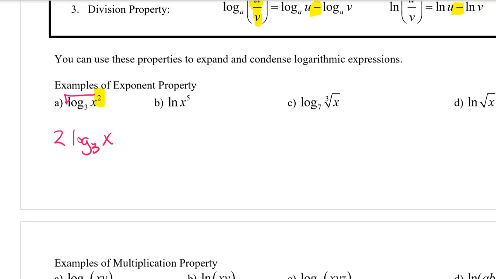For b, same thing. We're going to take the exponent of 5 and move that out in front. Now here we have natural log, so ln, and then just x. And that's it. Now a little tricky one here, maybe for some people. Oh, it's been a while.